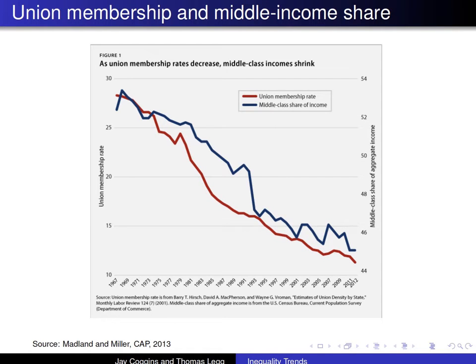Now look at this chart. It's interesting. Union membership goes down. That's represented by the red line. And the share of the national income that goes to the middle class also goes down. There's a rough parallel between the decline in union members and the share of the income that goes to the middle class.